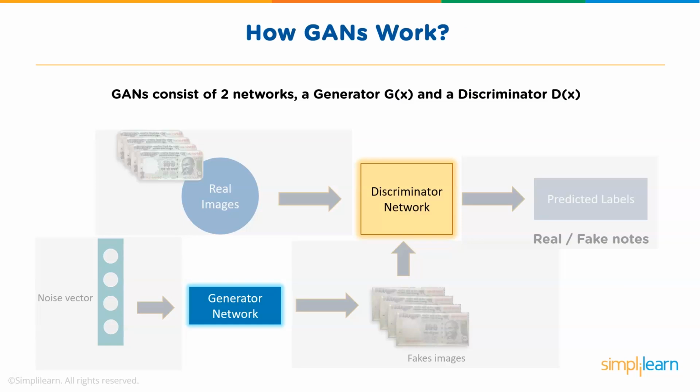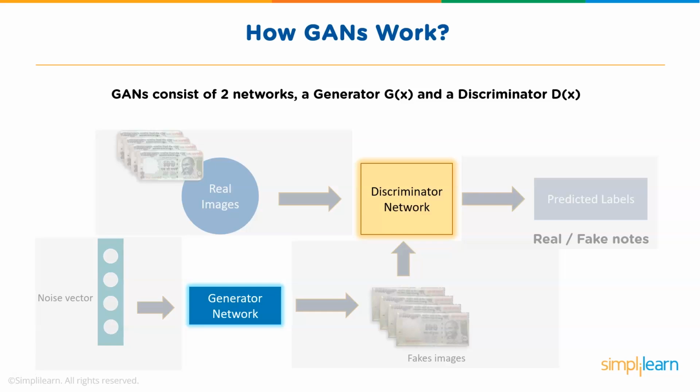Now GANs consists of two networks, a generator which is represented as G of x and a discriminator which is represented as D of x. They both play an adversarial game where the generator tries to fool the discriminator by generating data similar to those in the training set. The discriminator tries not to be fooled by identifying fake data from the real data. They both work simultaneously to learn and train complex data like audio, video or image files.